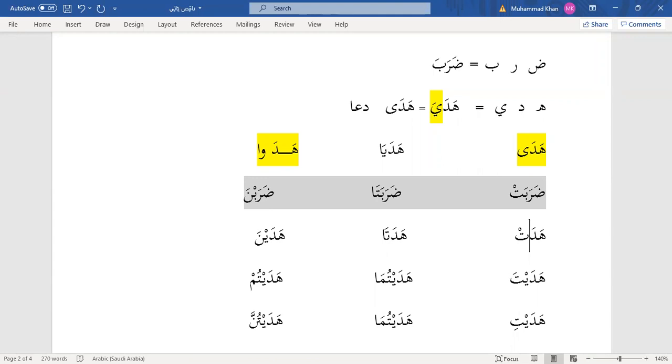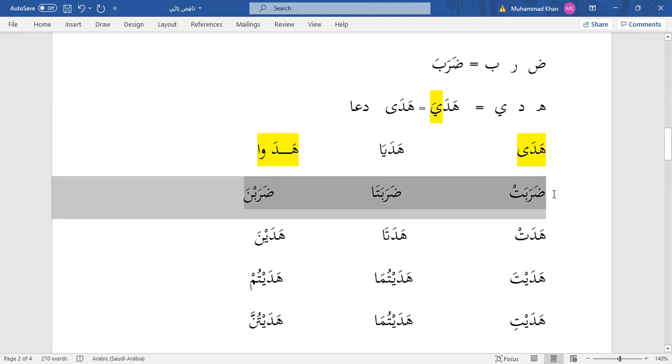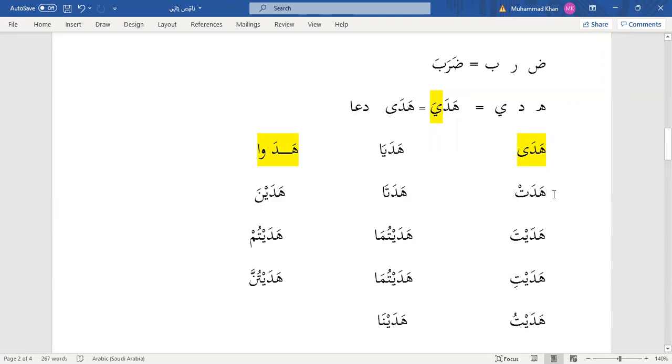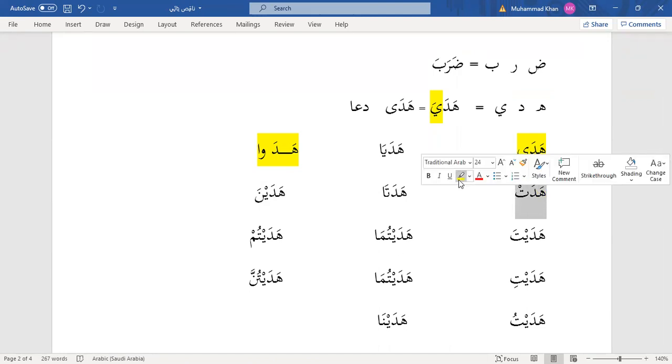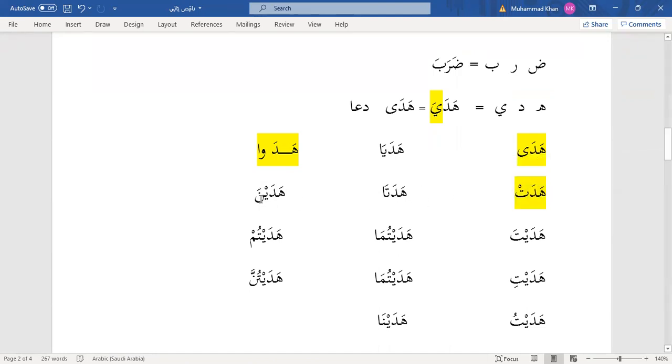The other way is you can memorize it like this: hada, hadaya, hadau, hadat, and then the train continues like that. From here, the train will continue. So this is the third change that takes place over here. It becomes hadat, hadata, and hadaina. Hadaita, hadaituma, hadaitum, hadaiti, hadaituma, hadaitunna, hadaitu, and hadaina.